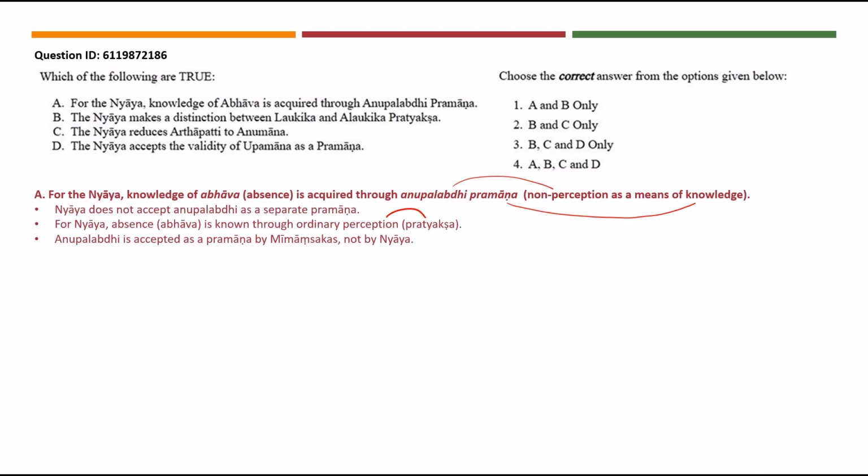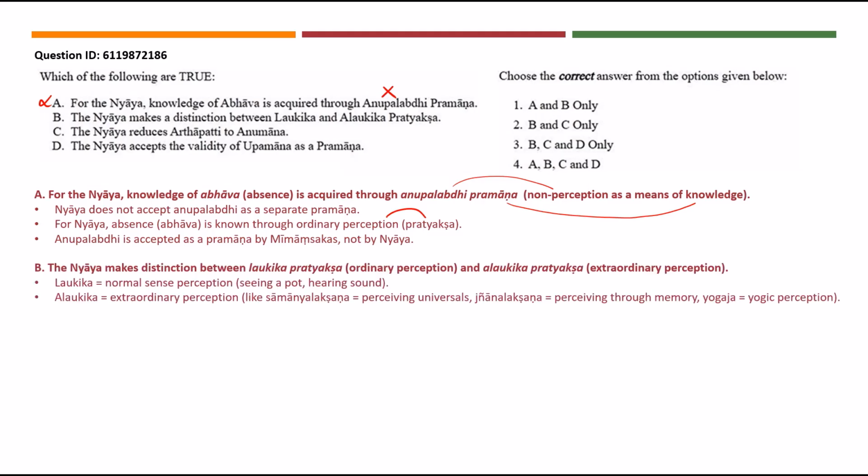So what did you understand? Knowledge of absence is not acquired through anupalabdhi. It is acquired through pratyaksha only. Nyaya does not accept this particular non-perception as a valid source of knowledge. A is definitely wrong. Let's go for the next statement.